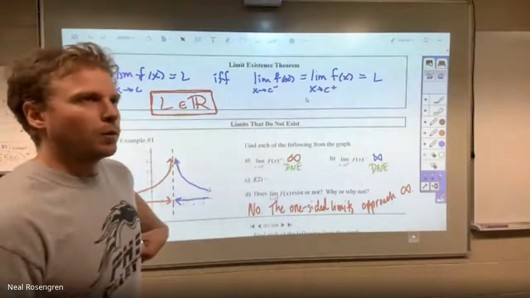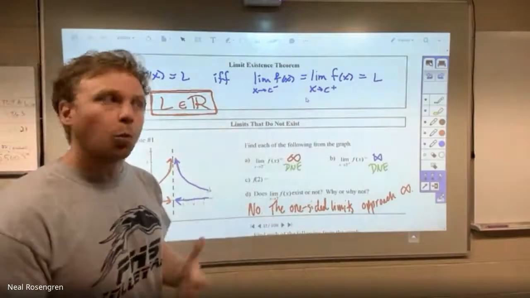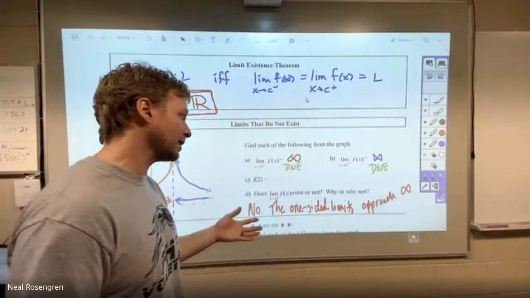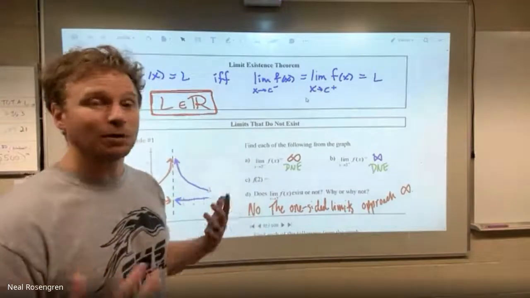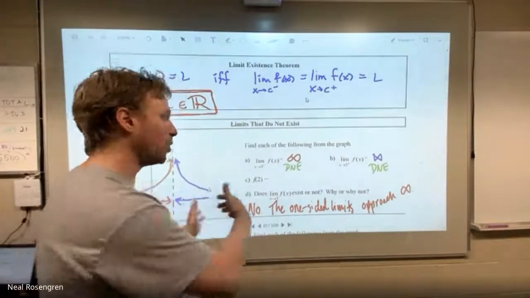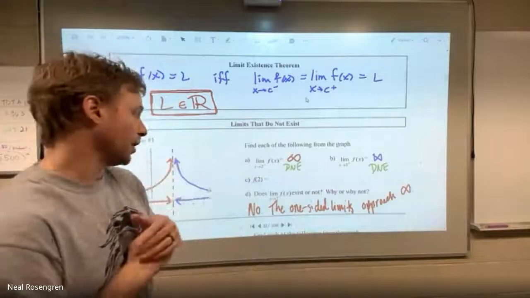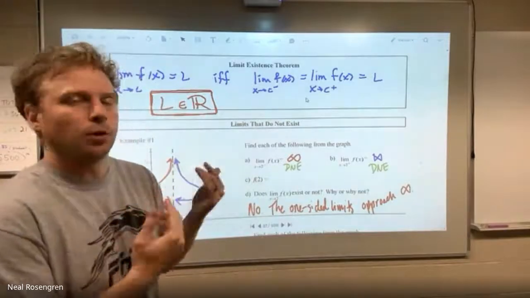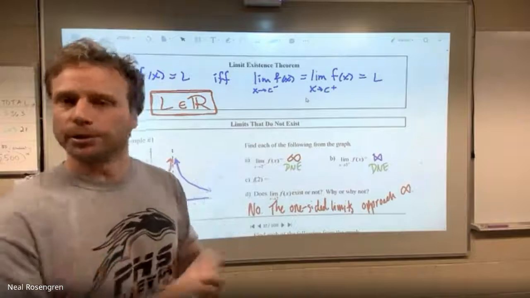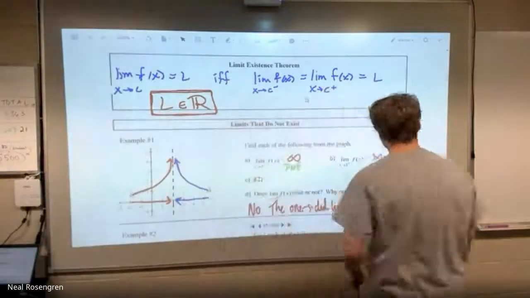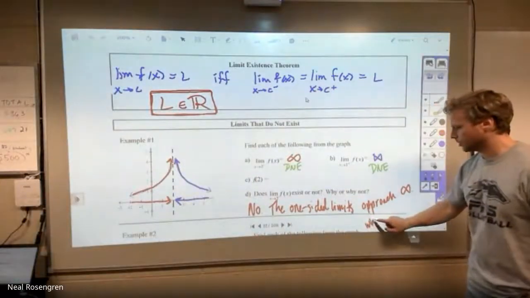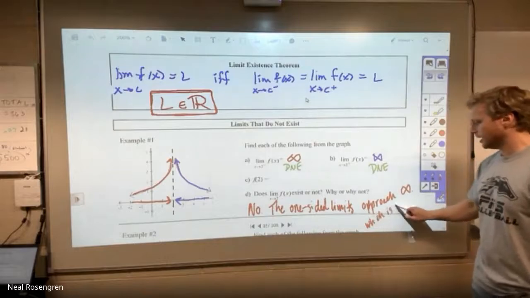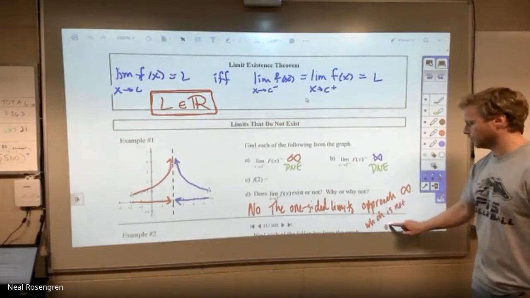I think when they ask those kinds of explanations, like why do you think this or why not, sometimes just a single word, or in this case just one sentence, might cover it, right? The one-sided limits approach infinity, and that's not a real number. You could even add that little caveat in there: approach infinity, which is not a real number.